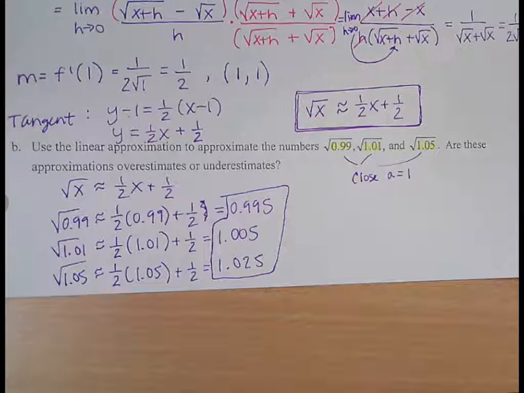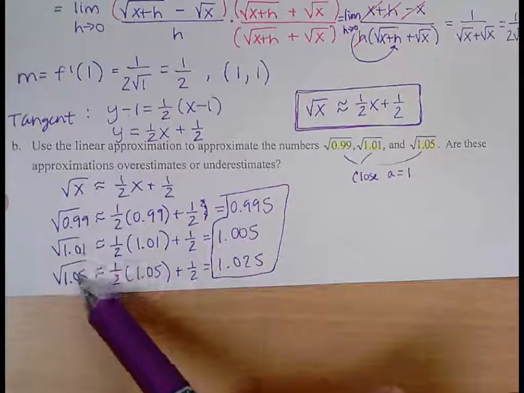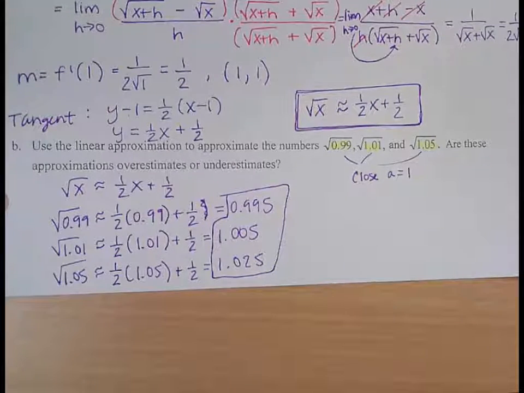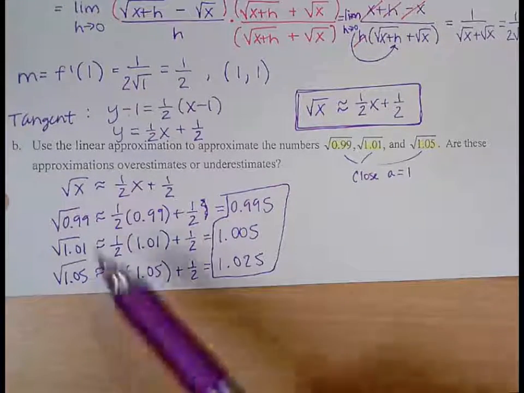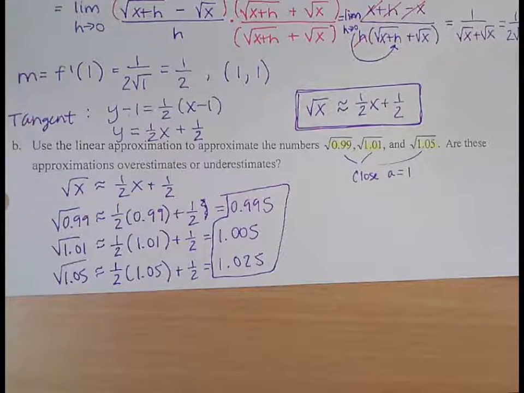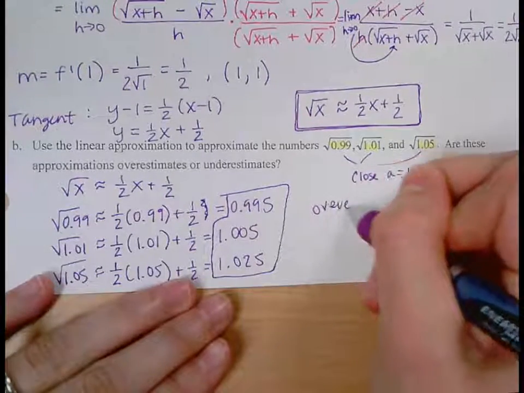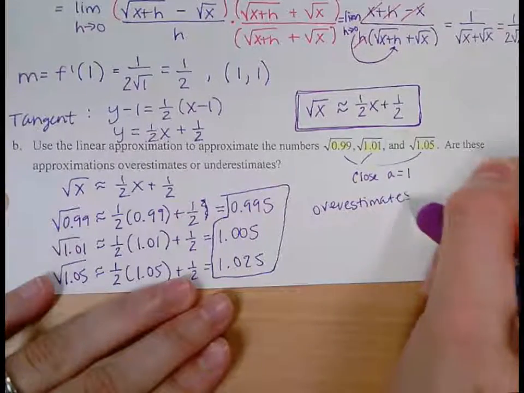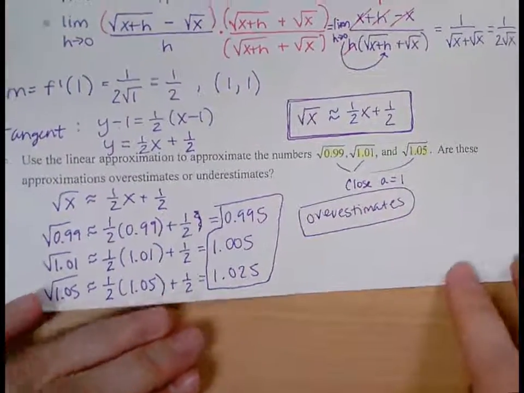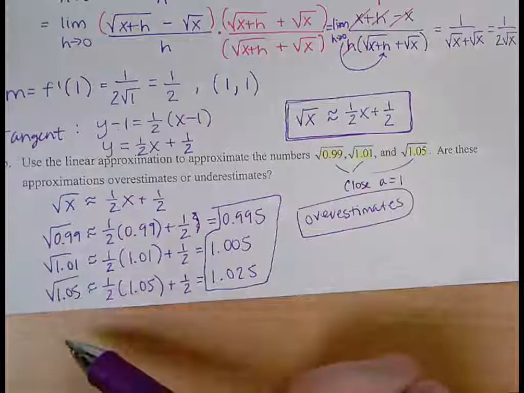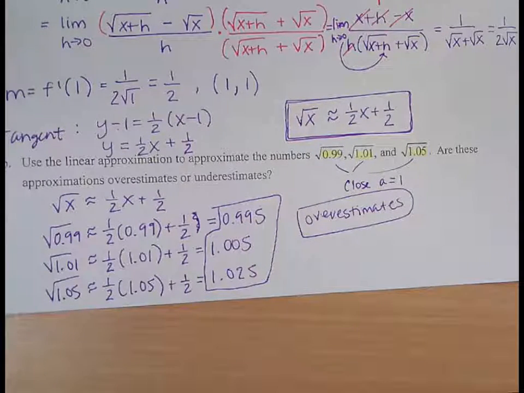Okay, so then there's another part to this question though. It says, are these approximations overestimates or underestimates? Did any of you actually type these numbers in to see what they really are? Were these lower or higher than the actual? They were higher. So these are overestimates. Now, the question then will be, if we aren't able to plug them into the original function because we don't know what it is, how do we know if they're over or underestimates?